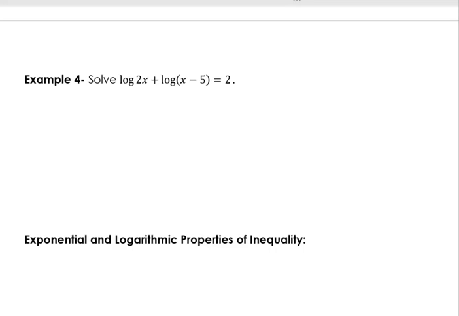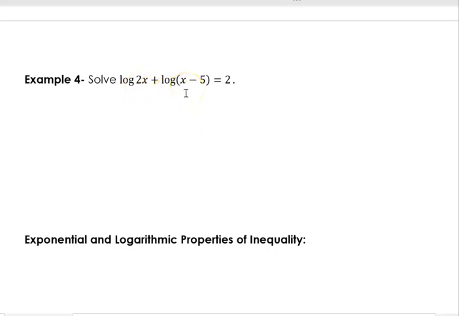This is the second half of the Algebra 2 6.6 notes, starting with example 4. In example 4, we are continuing our work with solving logarithms. As you can see here, this one has two logs: log of 2x and log of x minus 5.